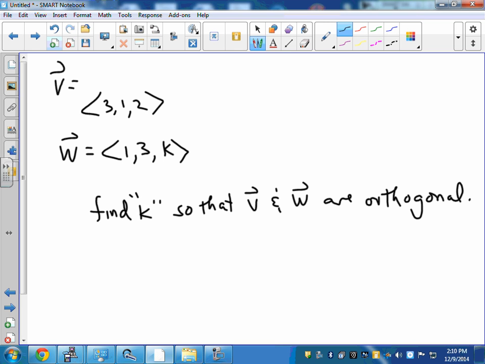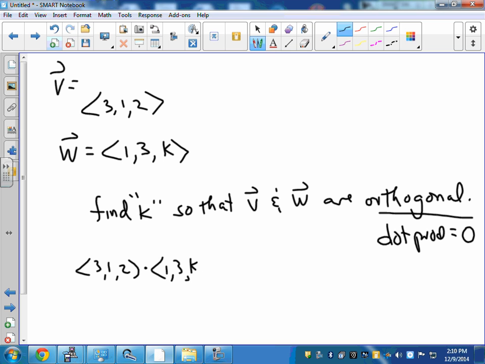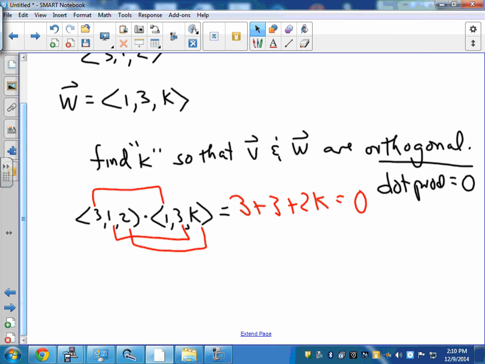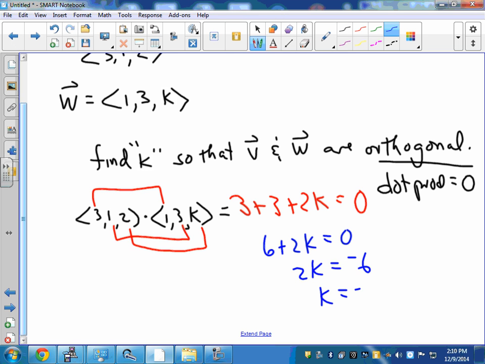Now, as soon as you see orthogonal, you think, aha, dot product has to be zero. So let's dot these together. We've got (3, 1, 2) dotted with (1, 3, K). You know how to do dot products. You multiply these, that's 3. You multiply these, that's 3. And you multiply these, and that's 2K. Add them all up. Now, what's that supposed to equal? It's supposed to equal 0. That's a pretty simple equation to solve. What have we got? We've got 6 plus 2K is 0. 2K is negative 6. K is negative 3. Done.